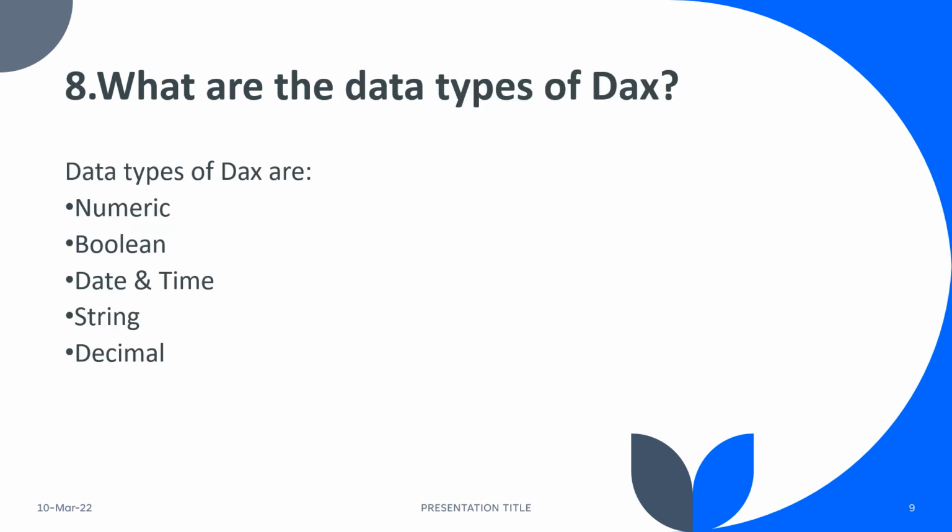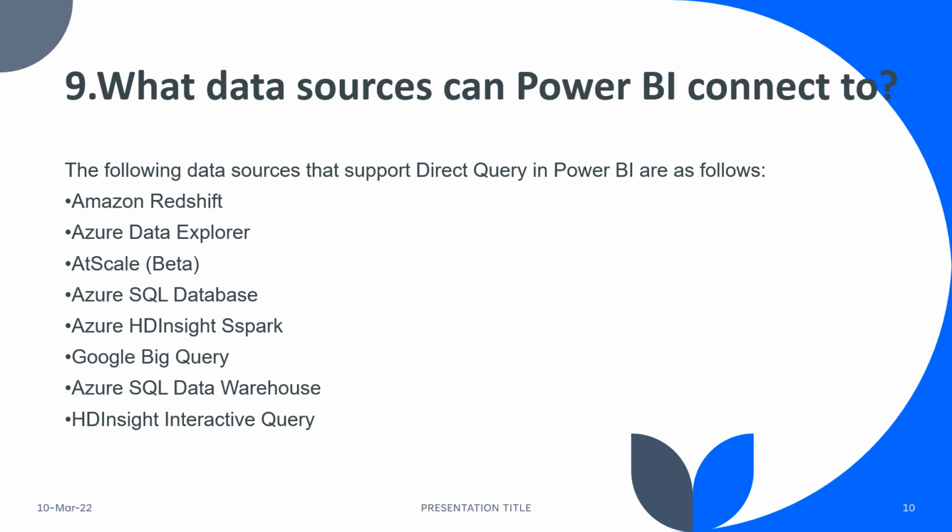Question number 8. What are the data types of DAX? The data types of DAX are number 1 numeric, number 2 boolean, number 3 date and time, number 4 string, and number 5 decimal.